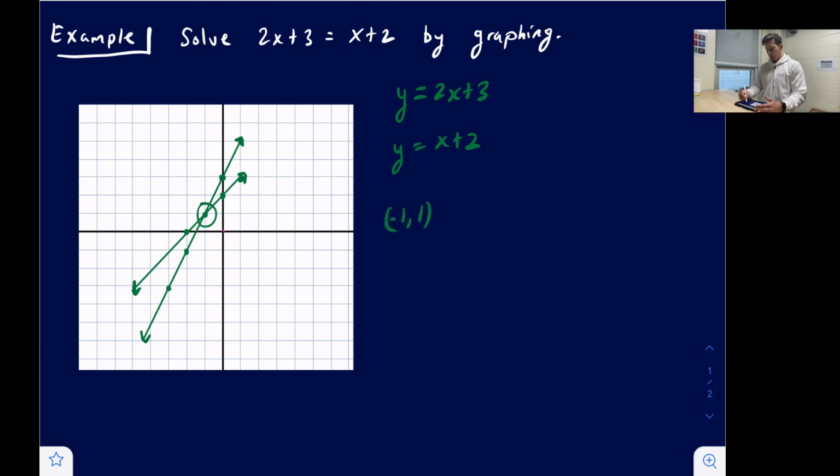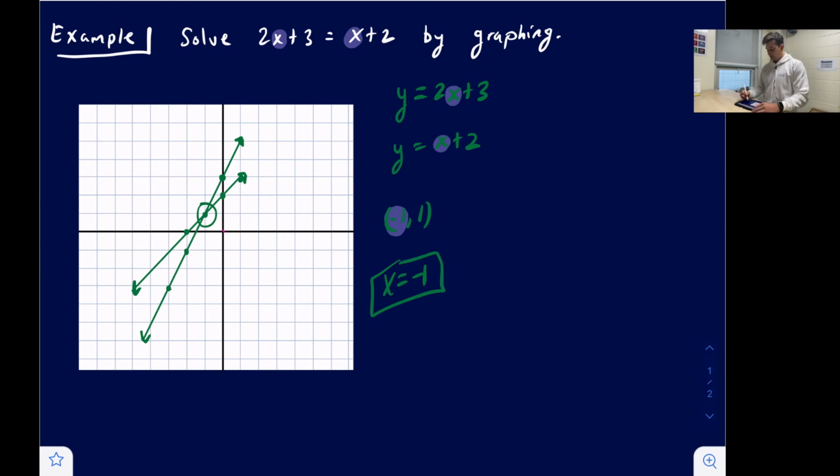But remember, all we need is the x value, because look at our equation, we just had x. So -1 is our x value, so we will just say x is equal to -1, and that would be the solution to this equation.